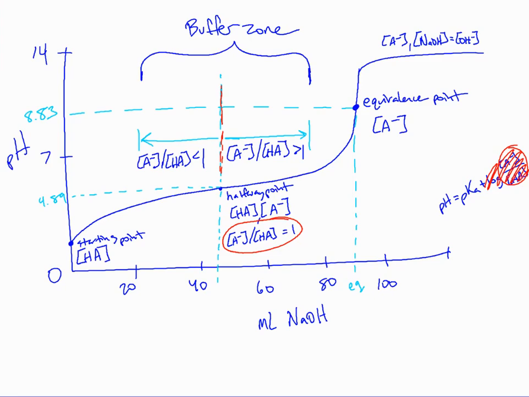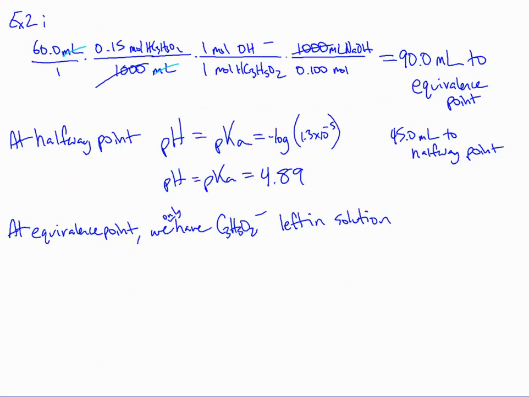I get a lower, I get a higher. It's not going to change. It's going to be 4.89 because of this relationship right here. pH equals the pKa. The Ka is a constant. Trick question. Doesn't matter if we start with more acid. At the halfway point, that number is going to be set.